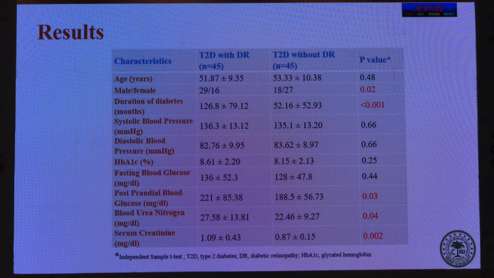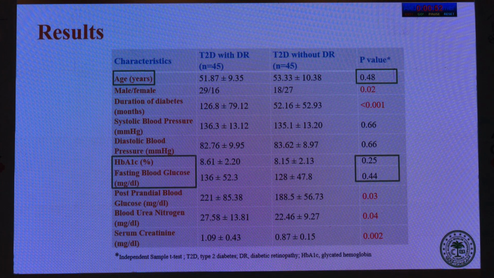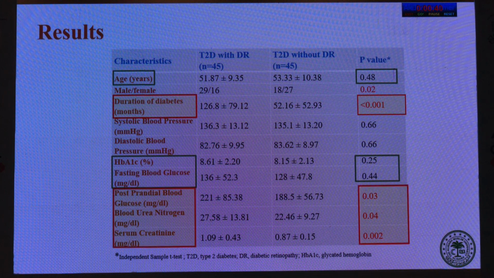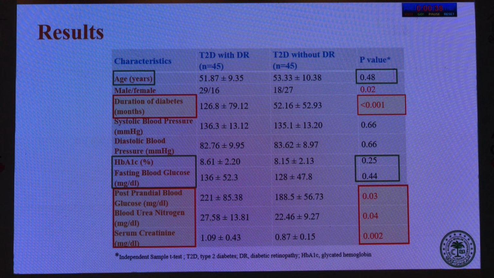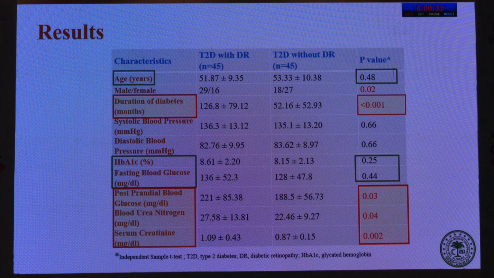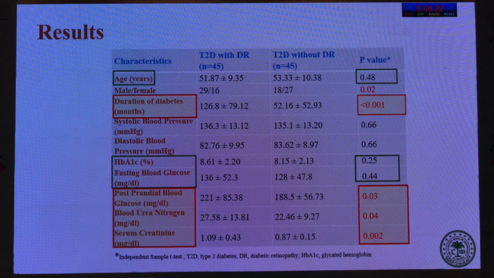So coming to the results of our study, we could see no significant difference in age between both the groups. HbA1c and fasting blood glucose were also similar in both the groups, suggesting that both the groups were suffering from diabetes. Then coming to the duration of diabetes, postprandial blood glucose, urea, and creatinine, all of these showed significant difference between the groups, but they were high in both the groups, suggesting that the patients had poor glycemic control.